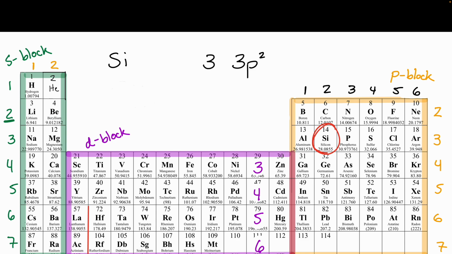What comes before 3p? 3s. Right? If we look at element 13, follow that back to element 12, 3s. And how many electrons are going to be in that 3s orbital? It's going to be full. There's going to be 2. Okay, cool. So now what comes before 3s?